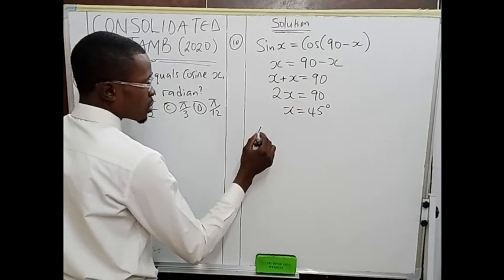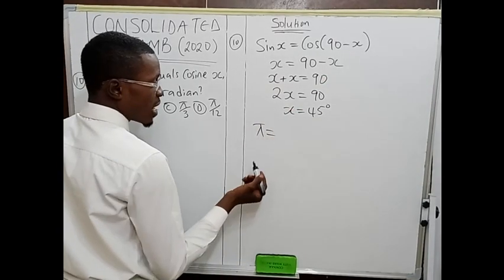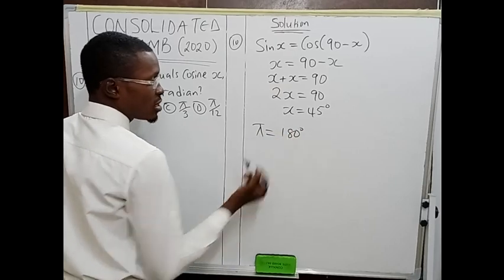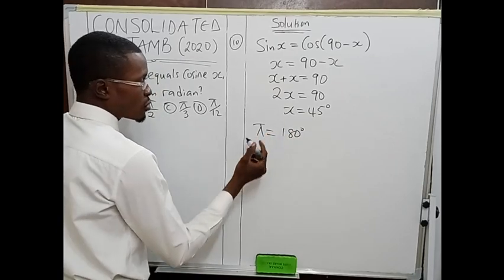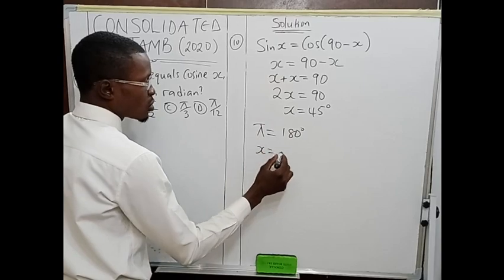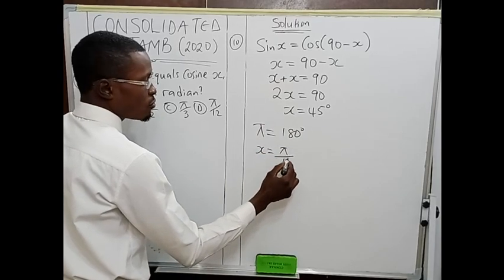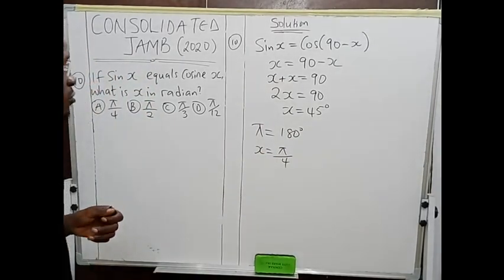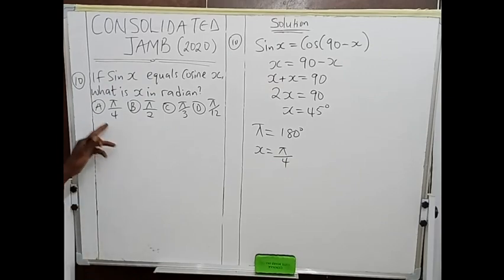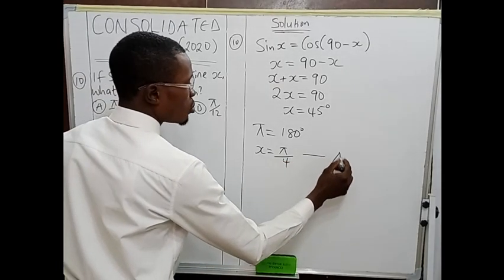And also recall that what? Pi in radian, pi is equivalent to 180 degrees, right? So for 45 degrees, we're going to have our x is what? Pi over what? 4, right? 180 over 4, that is 45. So our x is pi over 4, and that will give us option A.